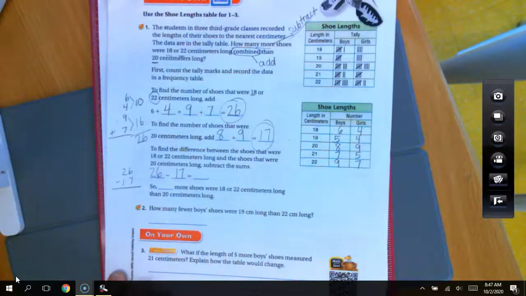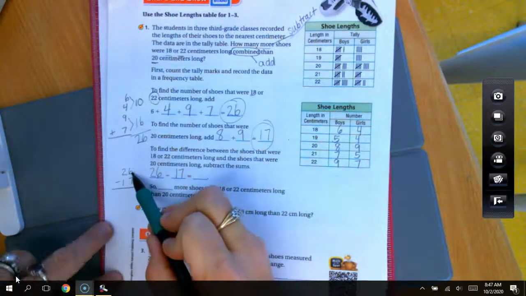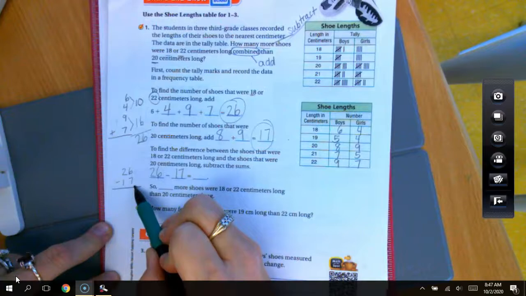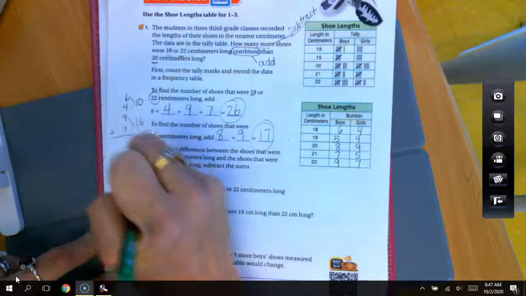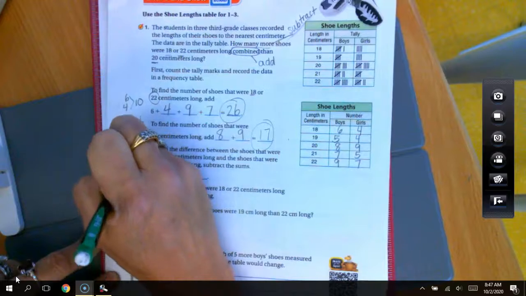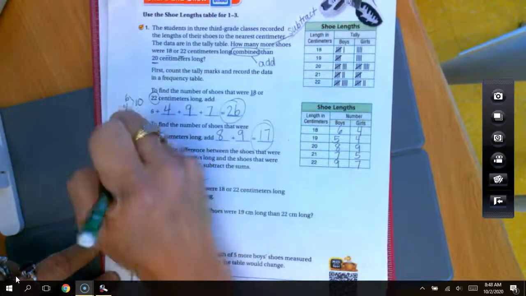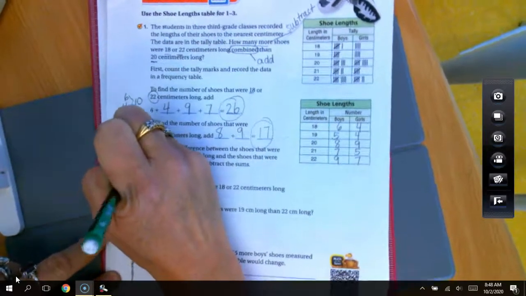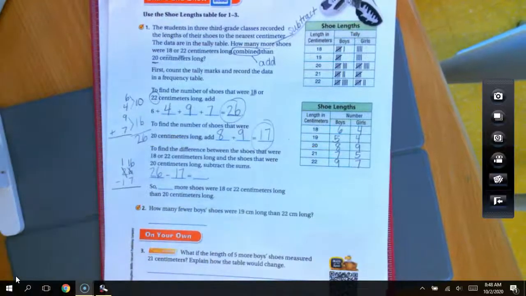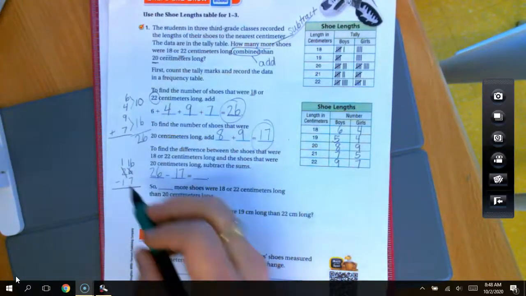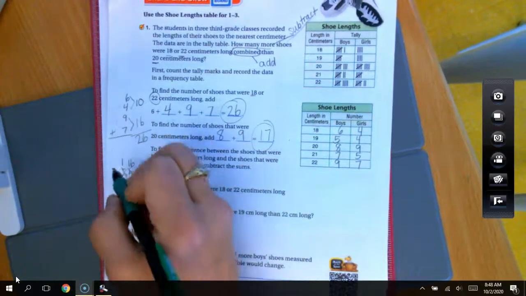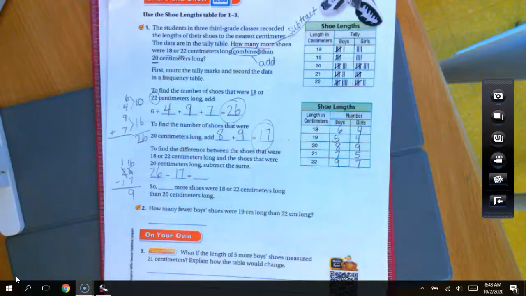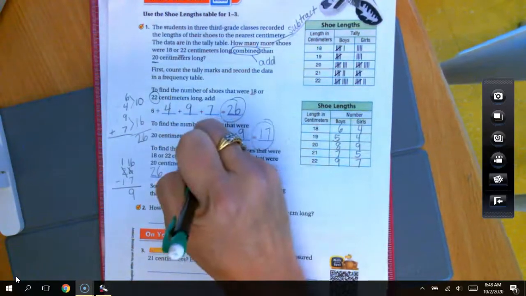Now, you always start in the ones column. I have 6 minus 7. I cannot take 6 from 7. I can't do it. It's impossible. So you have to go over to your next door neighbor and borrow one. My 2 becomes a 1, and my 6 becomes a 16. Now I can start subtracting. 16 minus 7 is, good job, 9. And 1 minus 1 is 0. So my answer is 9.